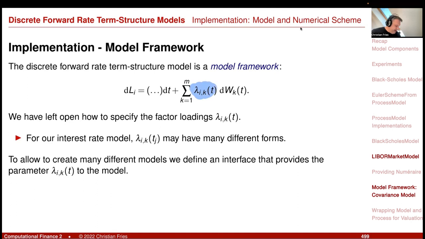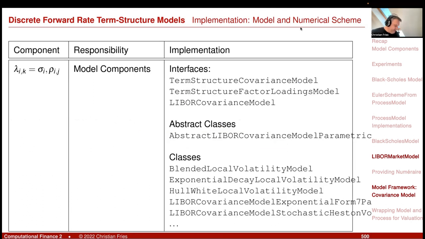So it's left open to specify our factor loadings. The factor loadings may have different form, and we define an interface that provides these parameters. It's these parameters, part of the model. So let's draw it also in blue, but now I'll use maybe a bit darker blue because it is another component. My interface is the term structure covariance model. This is just when I do not have time discretization for the term structure or the LIBOR covariance model. If I use a fixed tenor discretization, then I use the word LIBOR covariance model. For historic reason, it provides the parameter lambda.